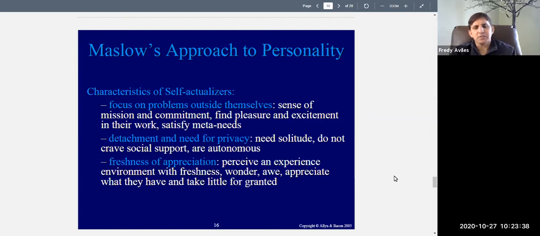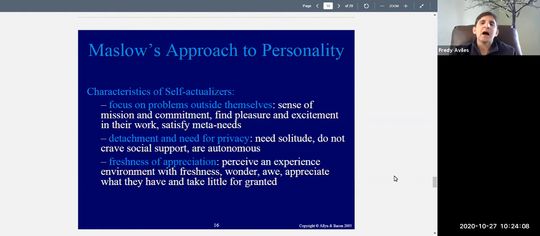They have a freshness of appreciation. They perceive and experience the environment with freshness, with wonder, with awe, and appreciate what they have and take little for granted. They enjoy the simple things in life, right? They see the beauty in things, in nature, right? They see the goodness in people and the beauty in people. They're more likely to believe that all people are beautiful, not just certain kinds of people, that we're all good people, not just certain people, right? That nature is beautiful and wonderful, right?